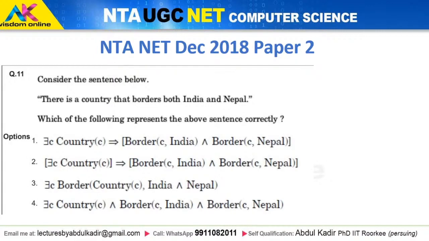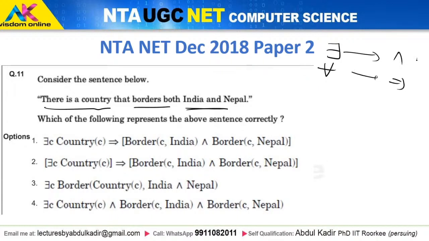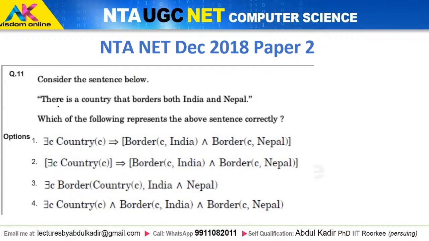Next, let's see this. There is a country that borders both India and Nepal. This type of expression we have already seen how to convert. If you remember, I told you that with the there exist quantifier we use conjunction, and with the for all quantifier we use implication. So first of all, we will convert this statement in our setting. There is a country means there exist.